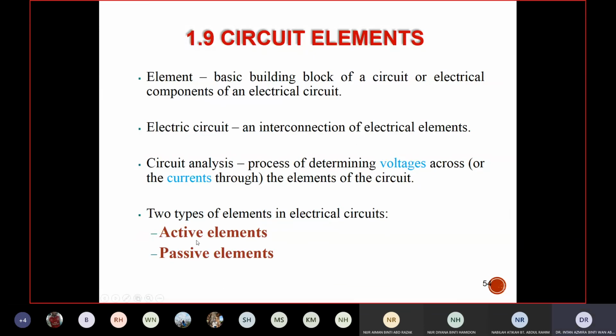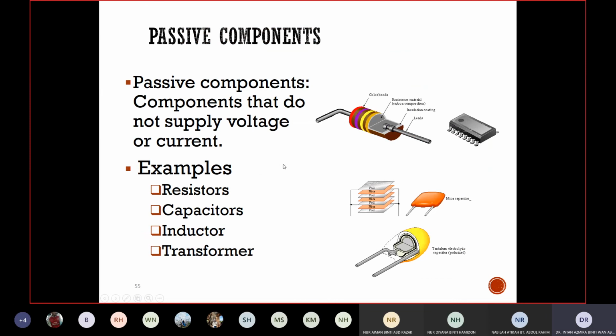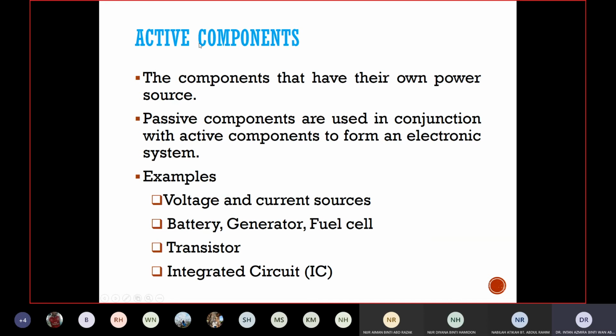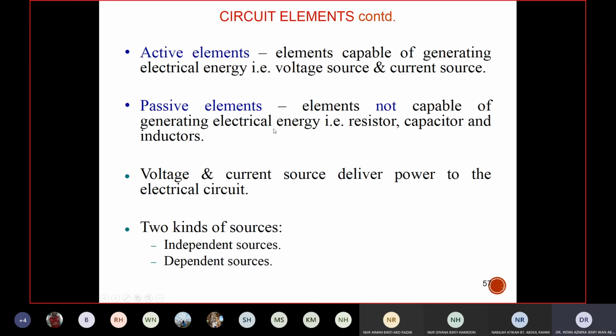We have active and passive elements. Passive elements do not supply voltage or current. For example, resistor, capacitor, inductor, and transformer. Active elements or active components have their own power source. For example, voltage source, current source, battery, fuel cell, and so on.